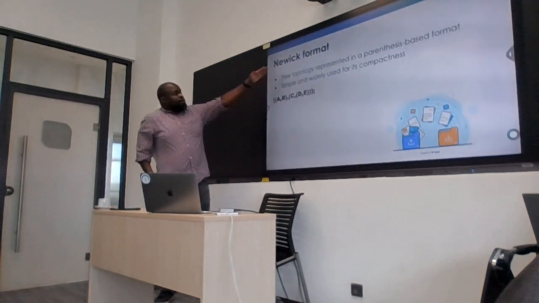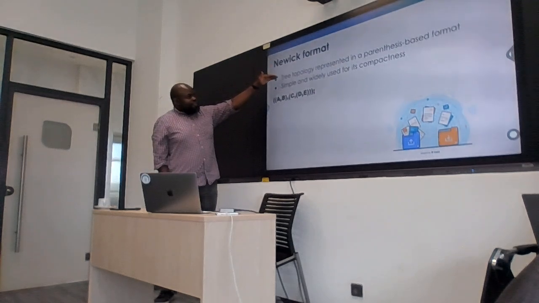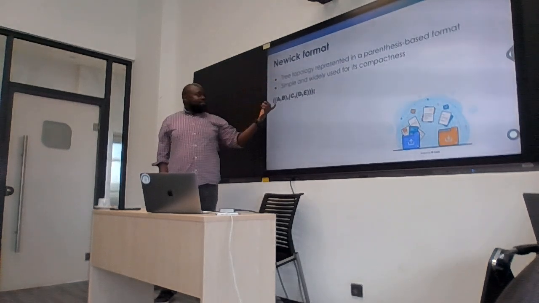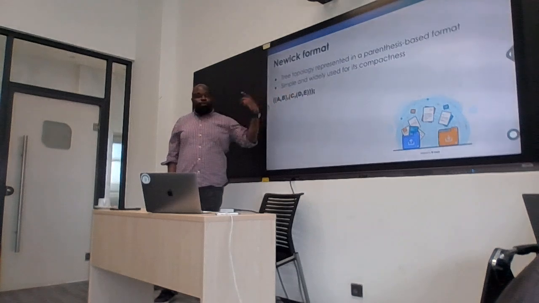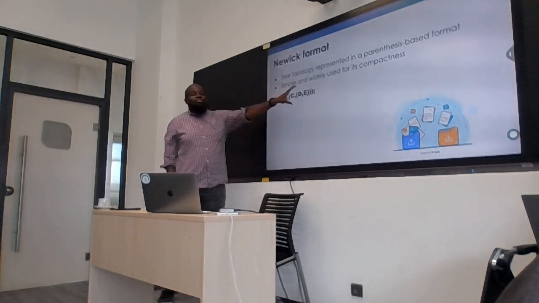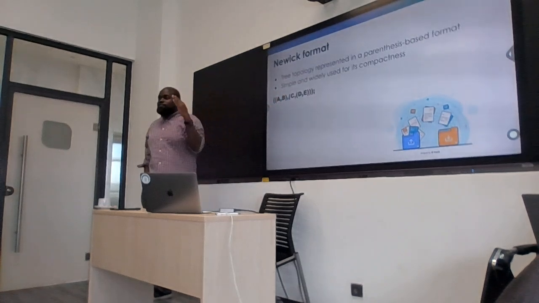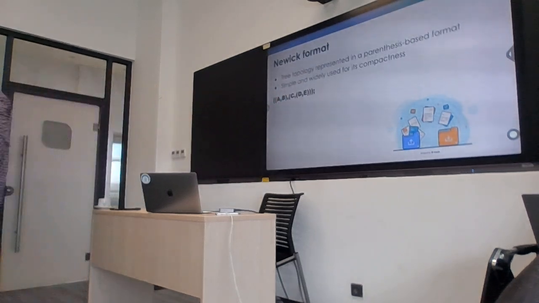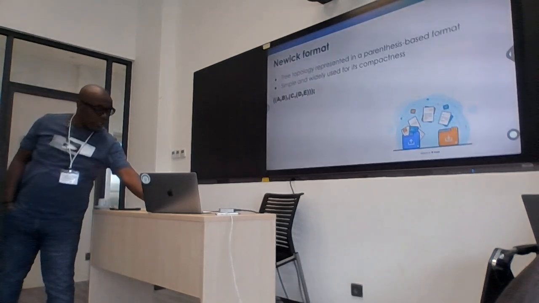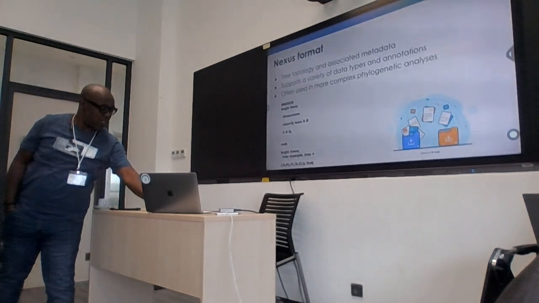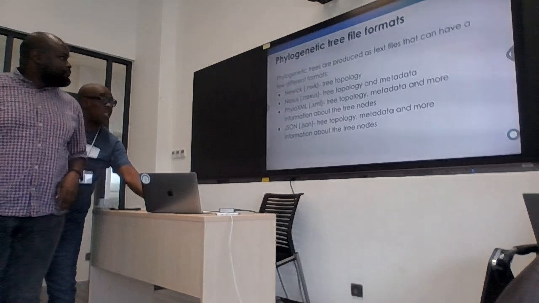So the NEWICK format, as we've said, has a tree topology, and this is represented as parentheses. So here, this is the tree. This one, this simple line. How many tips do we have on that tree?